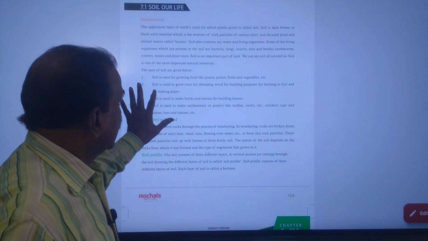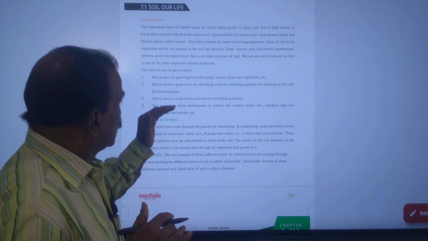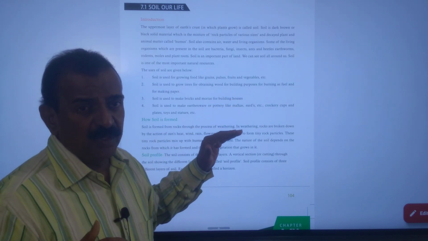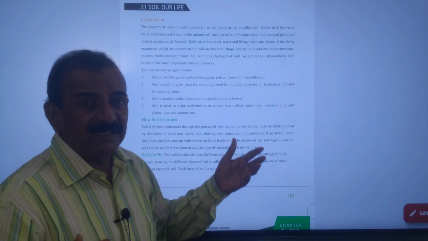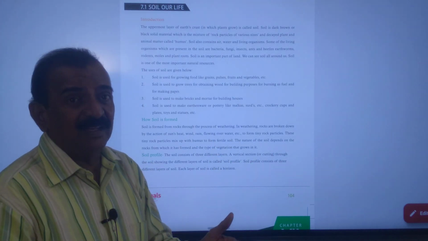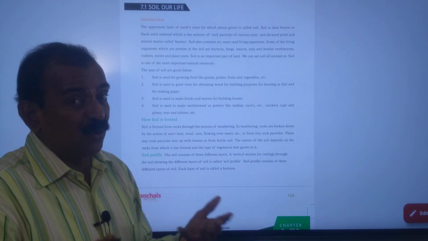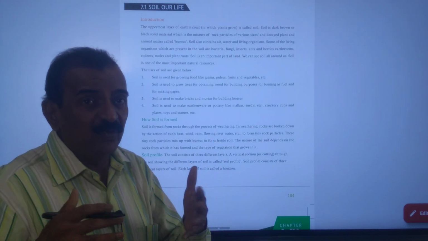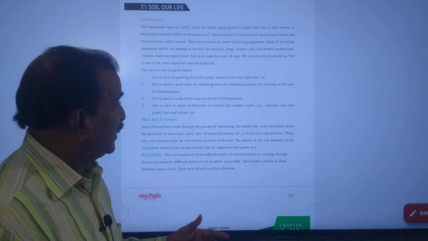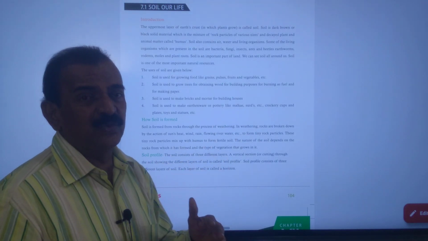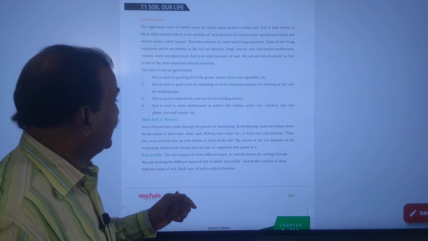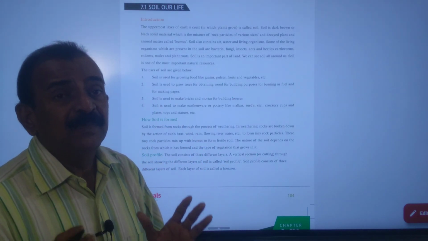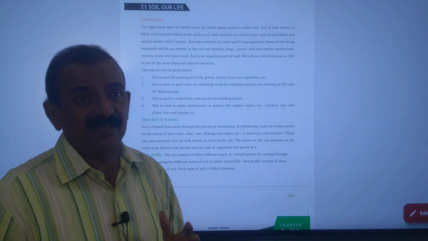The second one: soil is used to grow trees for obtaining wood. We obtain wood from plants, and the plants grow in the soil. Soil helps the plant to grow, and finally these plants become woody, and that wood we use for our daily benefits. This wood is also useful to burn as a fuel, and many plants are useful in the paper manufacturing industry.